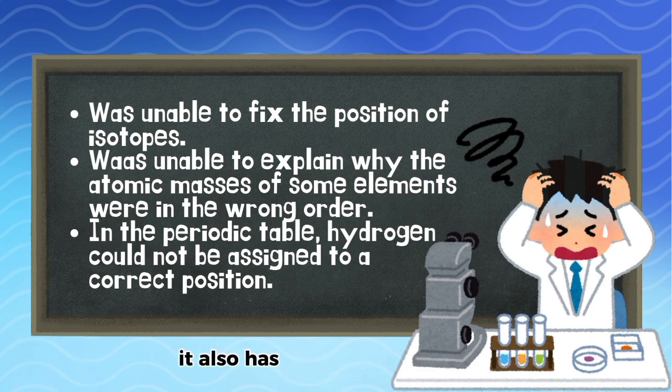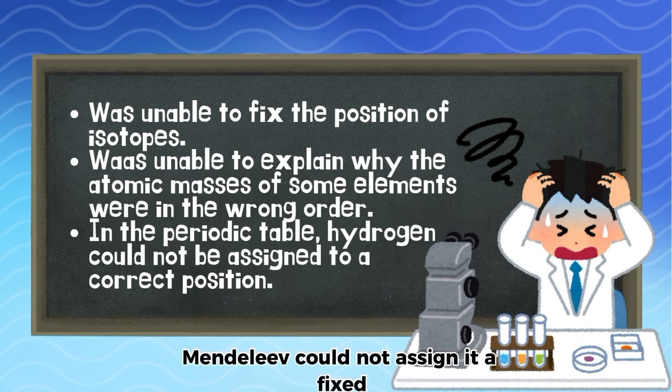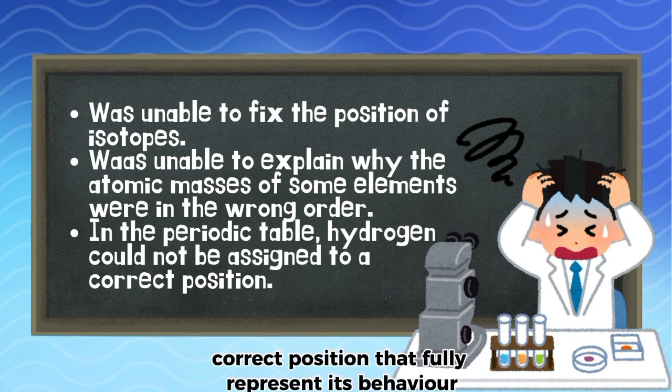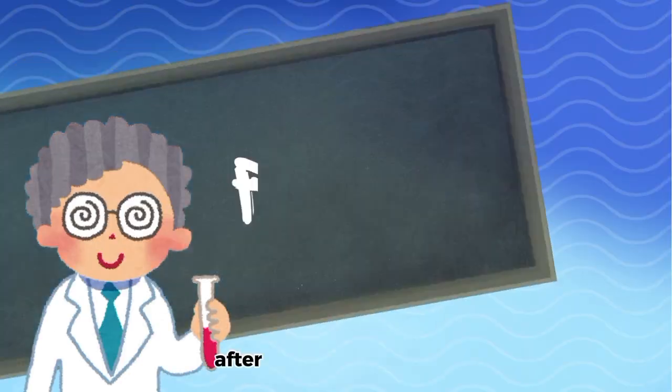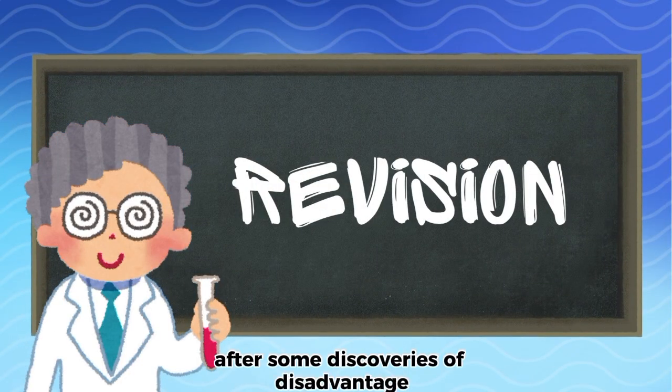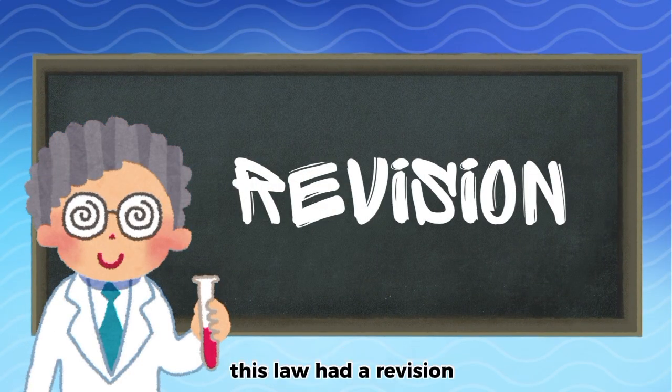It also has properties entirely its own, such as being the only element with no neutrons in its most common isotope. Because it shares properties with two very different groups, Mendeleev could not assign it a fixed, correct position that fully represents its behavior. After the discovery of these disadvantages, this law had a revision.